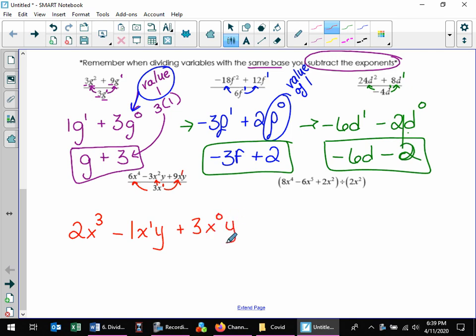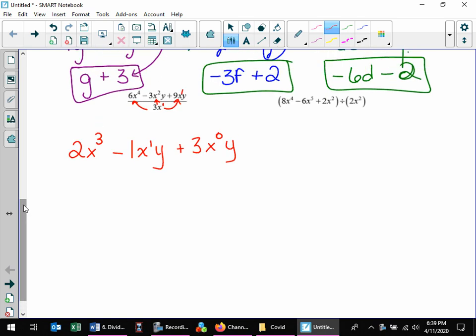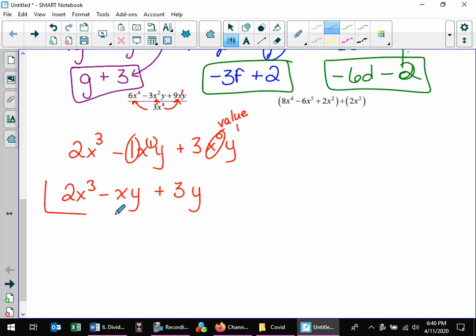So now we're going to clean it up. We're going to get rid of any 1s or any x to the exponent 0s. So we're going to have 2x cubed minus xy, because I don't have to write this and I don't have to write that. And then I'm going to have plus 3y, because this has a value of 1. And so 3 times 1 is just the 3. So this would be my final answer. That's what I'm looking for.